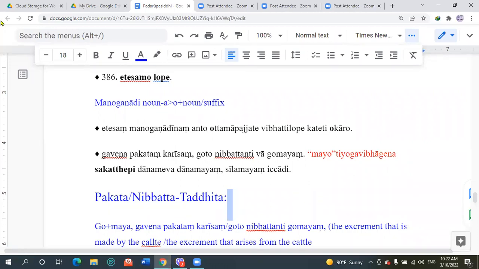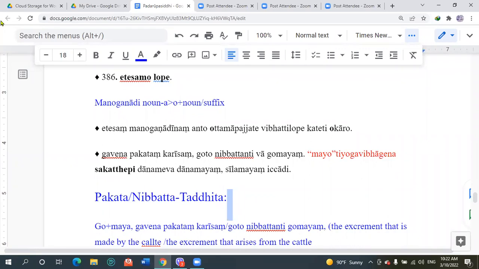But it's not the same order as mentioned in the Padarūpasiddhi. The Padarūpasiddhi is not like that. In our tradition also, go is put under the Raṭhādi group, ending in O.